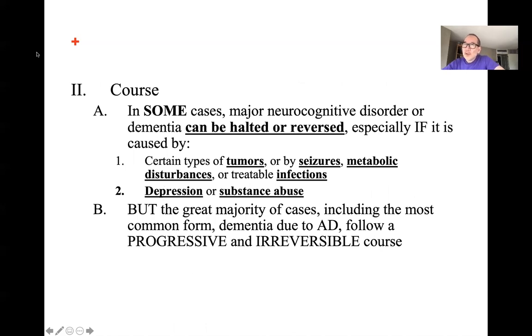The course I just described is chronic and progressive, but in some cases it may be stopped or even reversed. If it's a dementia that's caused by some of these circumstances, like a tumor, seizures, or some other kind of metabolic disturbance, these kinds of dementias can be treatable. You can stop the progression or actually reverse it.